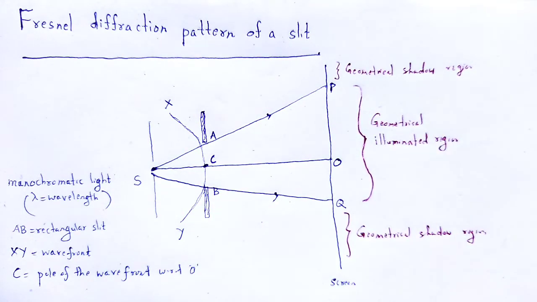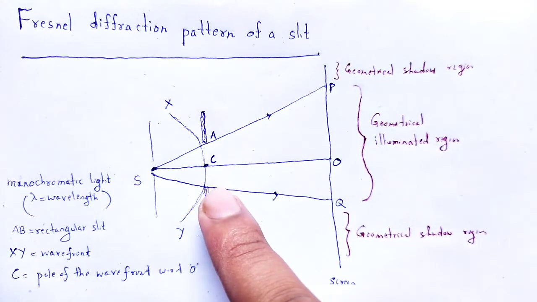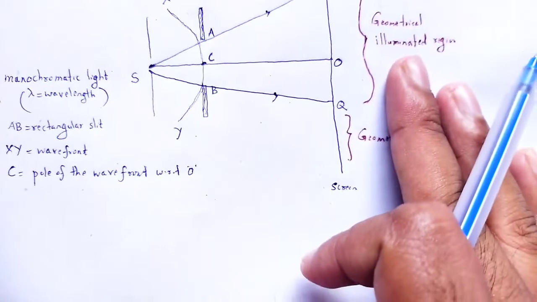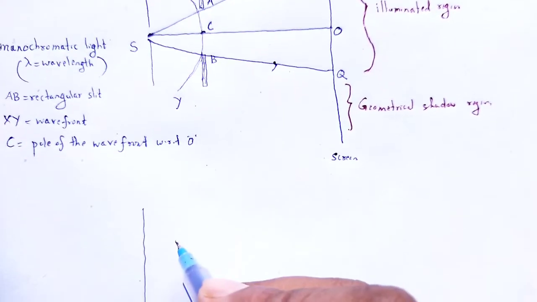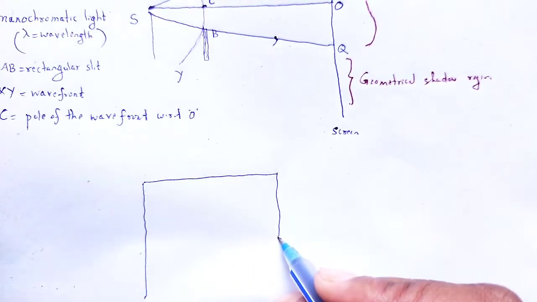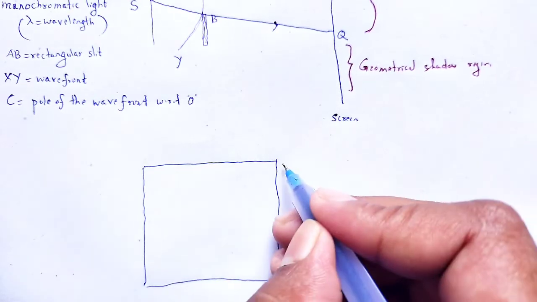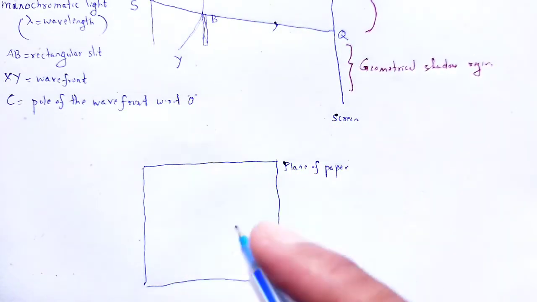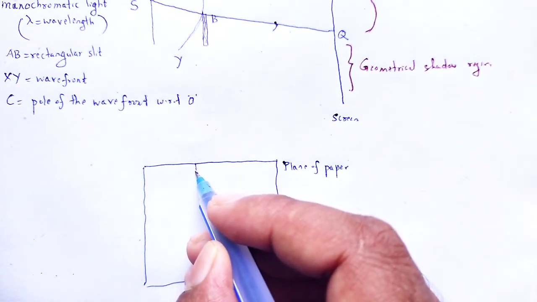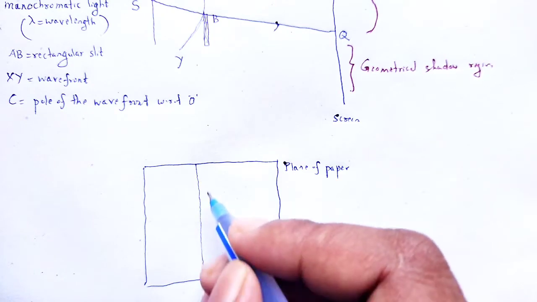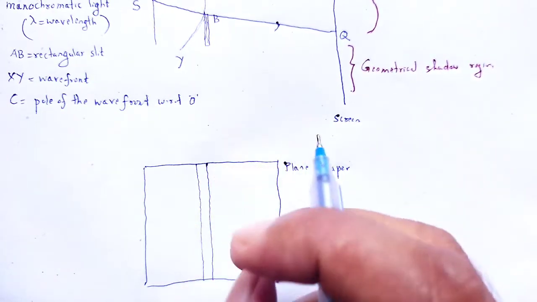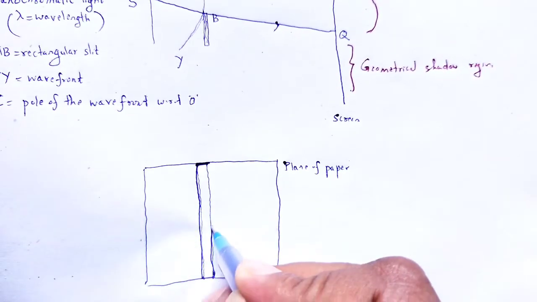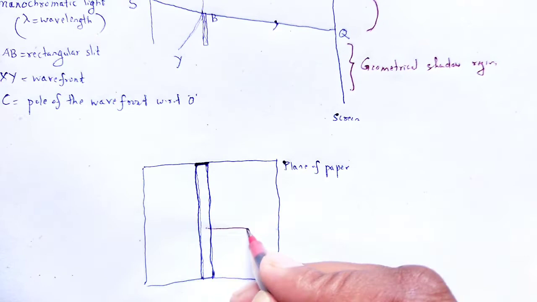And the diffraction pattern that we observe on the screen is based upon the size of the rectangular slit. A rectangular slit is basically formed if we consider a plane of paper and slice it, so it is formed as a rectangular slit. That is the breadth, and that is the length of the rectangular slit.